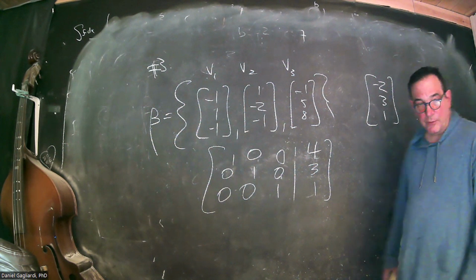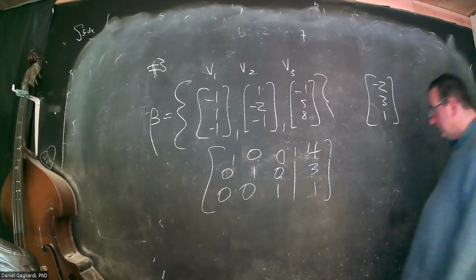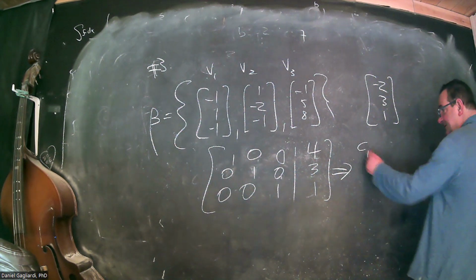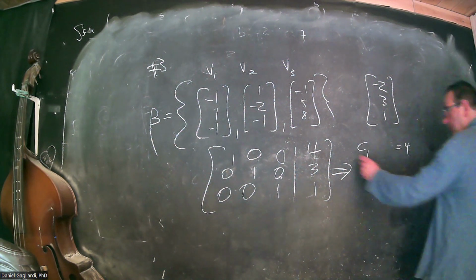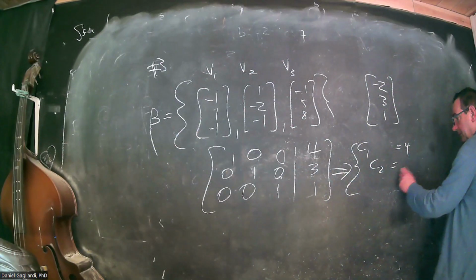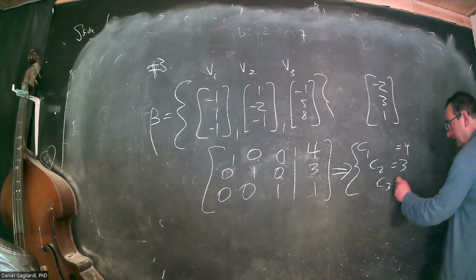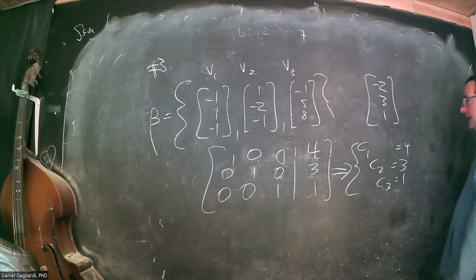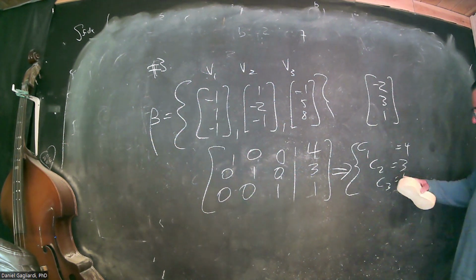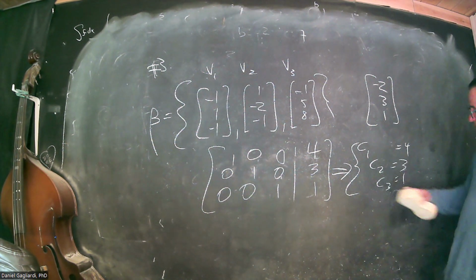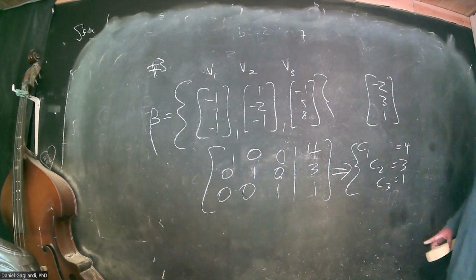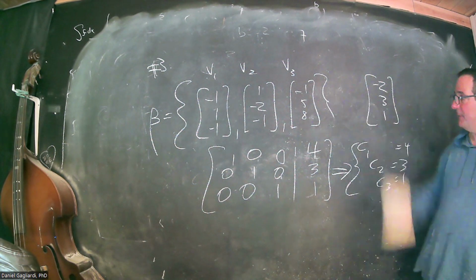Okay, so now that we've reduced the augmented matrix, if we're having a good day, then that would mean that C1 is equal to 4. We go back to the land of equations, as I like to say. C2 is equal to 3, and C3 is equal to 1. Thus, if we construct a vector with C1, C2, and C3, that would be the coordinate vector of our target with respect to this basis B.